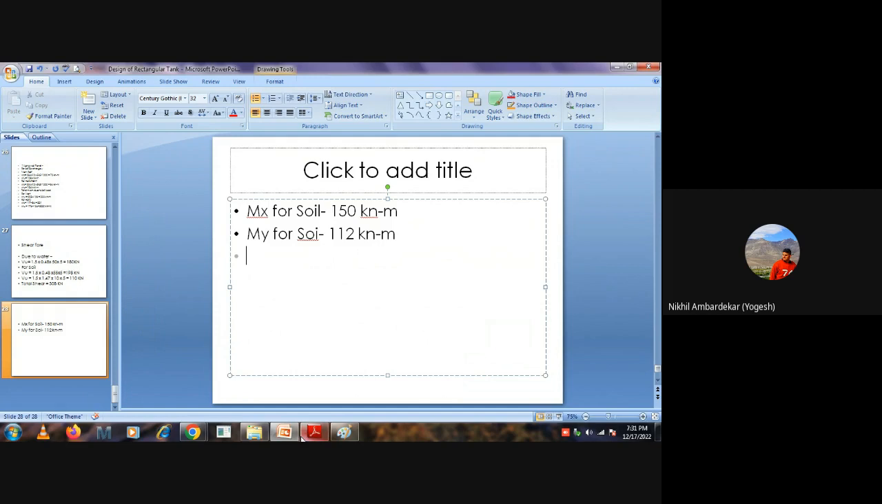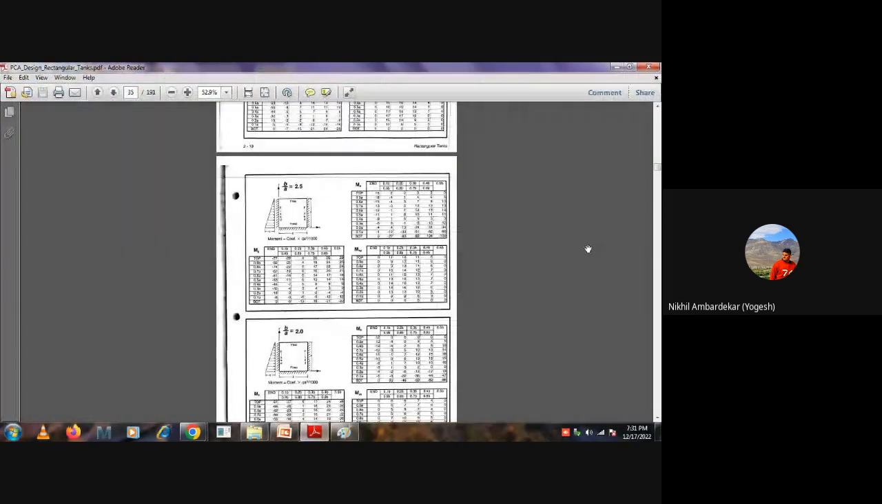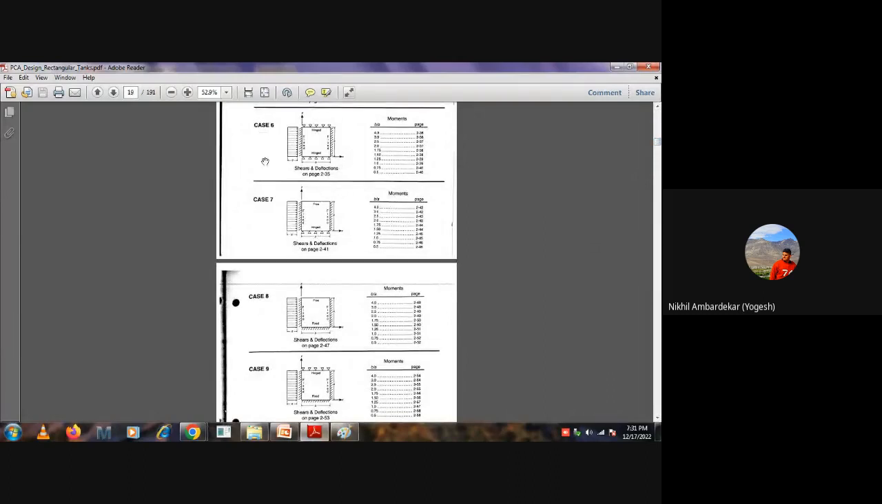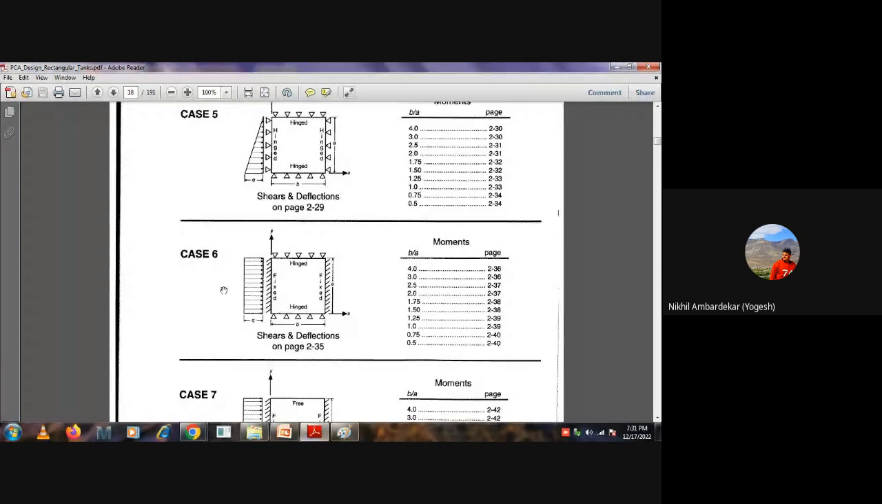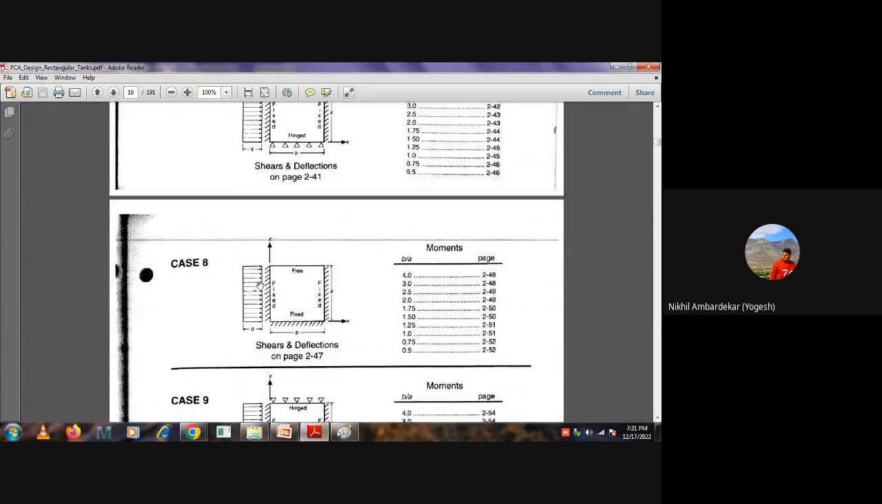So what about surcharge? Correct. We have surcharge also, 10 kilonewton per meter. So we have to consider this additional pressure. How to consider that? Again, go back to the PCA table. Go to your index where all the load cases are given. Now, instead of triangular, we have to consider this rectangular loading pattern. So just check for our load case. Our case is case number 8 because we have 3 sides fixed, top free, assuming cantilever, no roof on the slab.